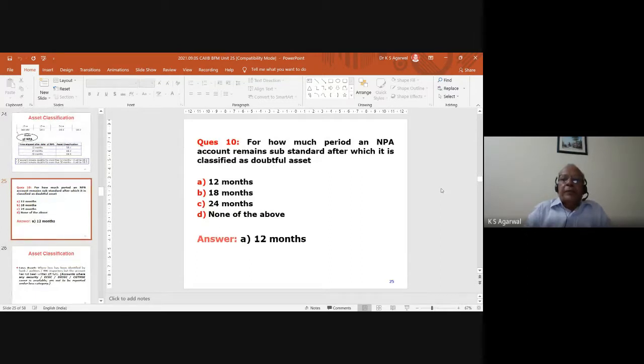For how much period an NPA account remains substandard, after which it is classified as doubtful asset? So first 12 months it is substandard, thereafter it becomes doubtful. So my answer is A, 12 months. This is the period when this NPA account remains substandard. It will remain substandard for 12 months and thereafter it will become doubtful.